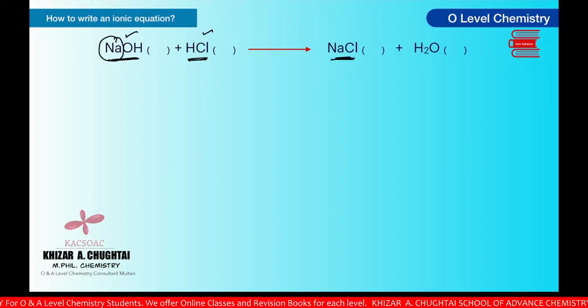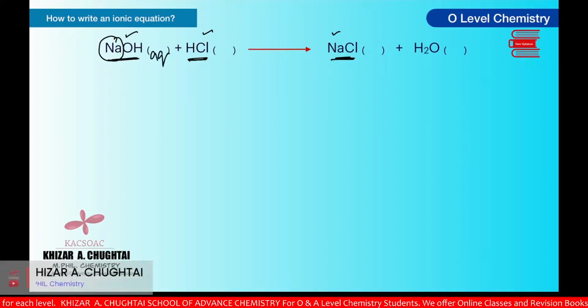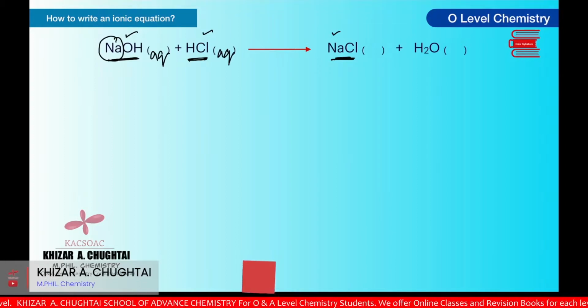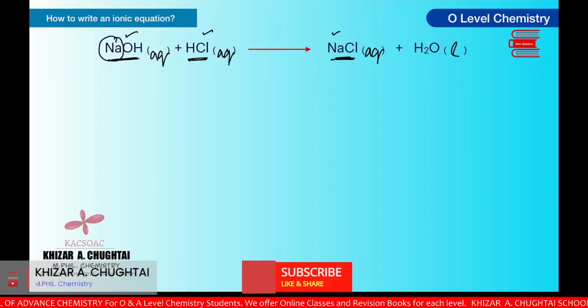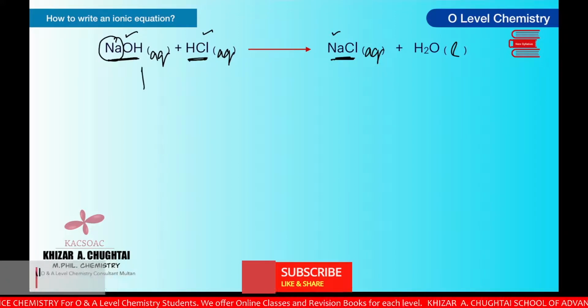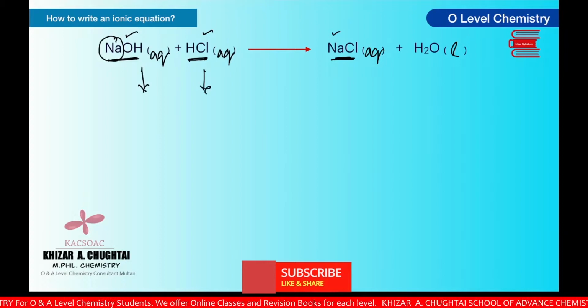NaCl again contains a group 1 metal ion, so it is soluble. And H2O is a liquid. So I'm going to mark the state symbols according to the nature of the solubility. Let's see over here: NaOH is aqueous, HCl is aqueous, NaCl is aqueous, and H2O is liquid. Now the next step is to change the aqueous compounds into ions.